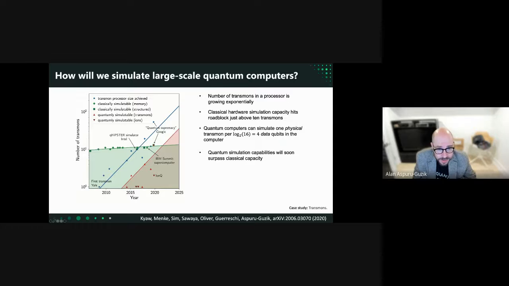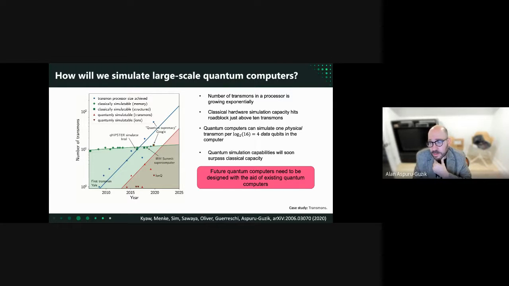it means that, if you extrapolate in our plot here, somewhere in the next year or two, you will be able to simulate with a quantum computer, another quantum computer, better than a classical computer. What I mean by that is subsystems that you cannot simulate classically. That's pretty deep, guys, because this might be the killer app. That's what I'm thinking. So I argue that this is the main punchline of the second part of the talk: future quantum computers need to be designed with the aid of existing quantum computers. Talk about Russian dolls.